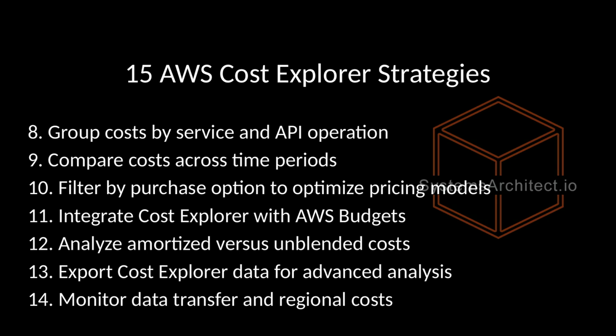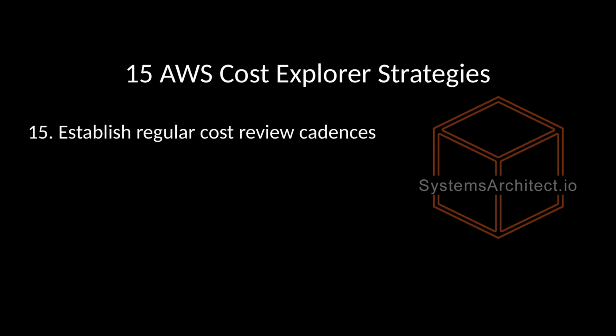9. Compare costs across time periods. 10. Filter by purchase option to optimize pricing models. 11. Integrate Cost Explorer with AWS budgets. 12. Analyze amortized versus unblended costs. 13. Export Cost Explorer data for advanced analysis. 14. Monitor data transfer and regional costs. 15. Establish regular cost review cadences.